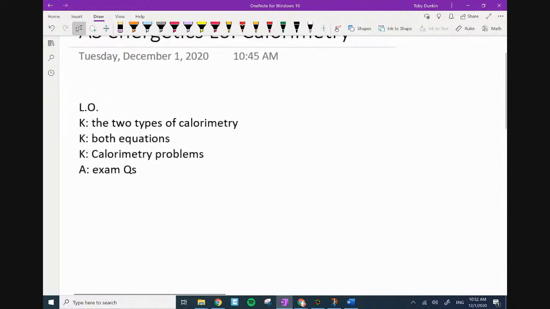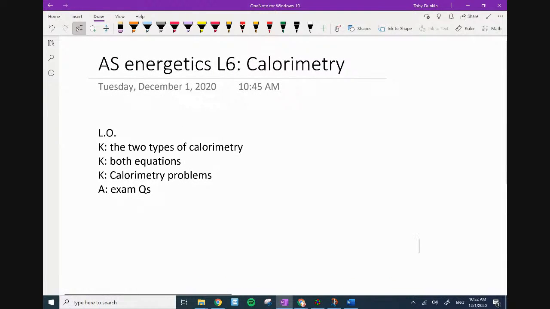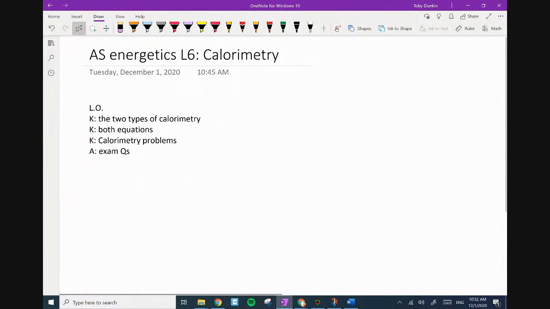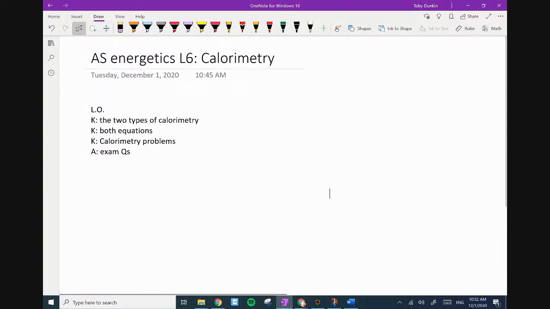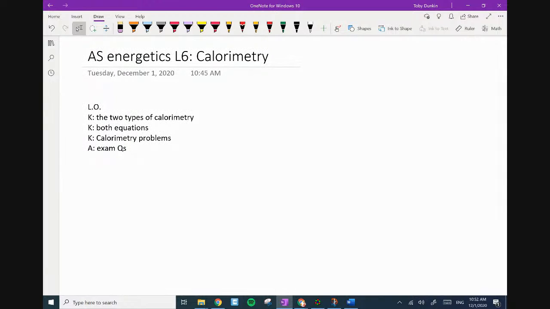So today, guys, energetics lesson 6 for AS, and we're looking at calorimetry. We've finished looking at bond enthalpies, we finished looking at Hess cycles from a combustion standpoint, from a formation standpoint, and from an unlabeled data standpoint, and now we're entering into the practical aspect of energetics.